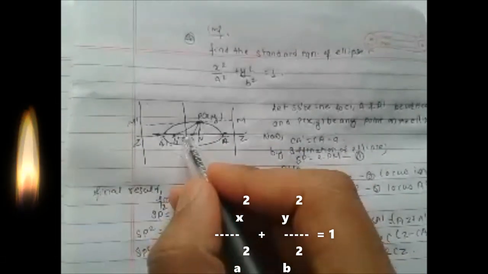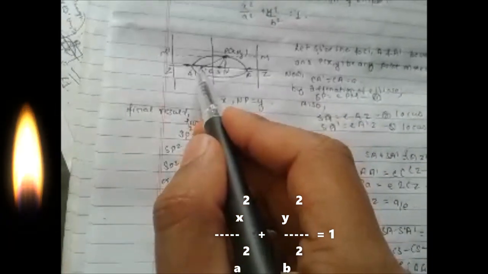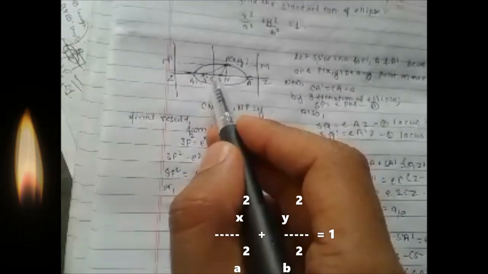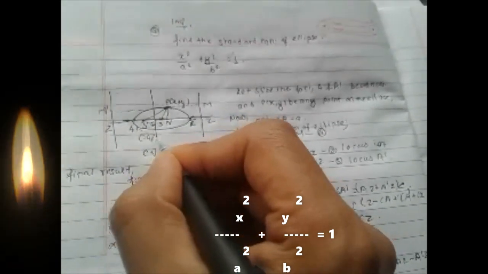Also look here, guys, CN and NP. What are the coordinates of CN? C to N is the X coordinate and N to P is the Y coordinate. So we can write CN is equal to X, and NP is equal to Y. Here the square is missing, SP square. What have we got? C to S we have got here. C to S is AE. That means the distance from C to S is AE. So this coordinate is minus AE comma 0 and this coordinate is AE comma 0.